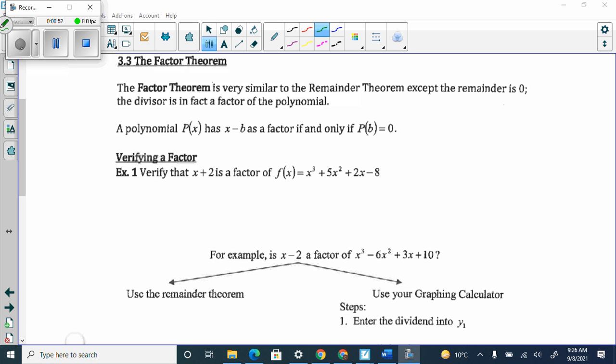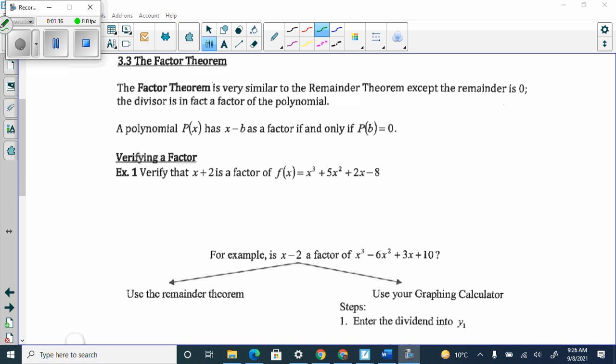Okay. The factor theorem is very similar to the remainder theorem, except that the remainder is 0, which we know, because if something is a factor, that means it's an x-intercept, which means its y value is 0. And when we use the remainder theorem, we're literally just using function notation, right? P of an x value equals a y value. And when that x value corresponds with a y value of 0, it's an x-intercept, right?